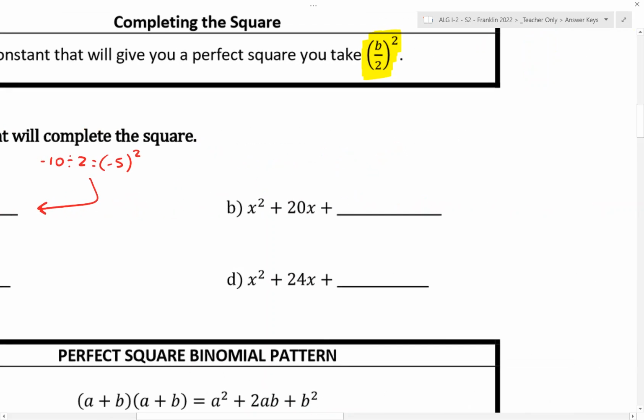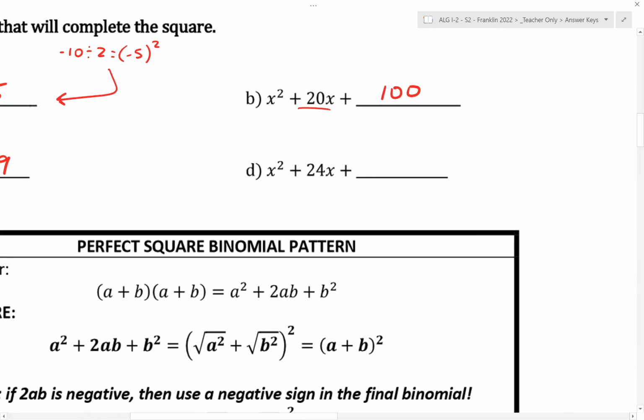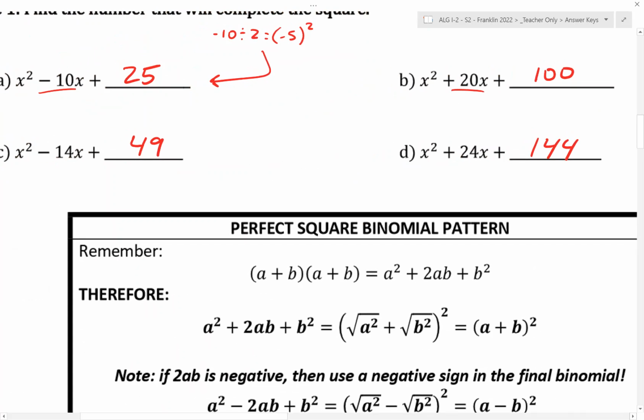For b, 20 is our b value, divided by 2 is 10, and 10 squared is 100. And for negative 14, divided by 2 is negative 7, squared is 49. And 24 divided by 2 is 12, 12 squared is 144. Notice for all these we get a positive answer, even if the b value is negative, because a negative number squared is always going to be positive.